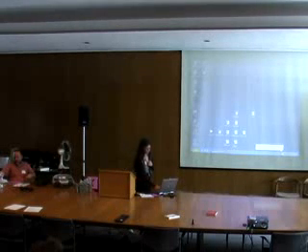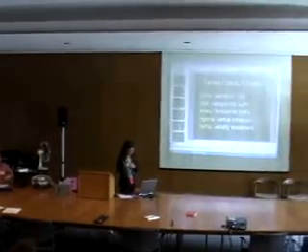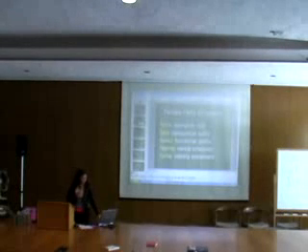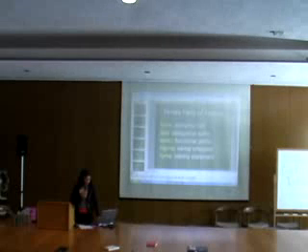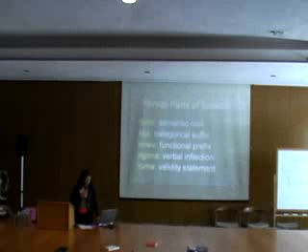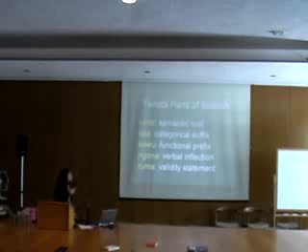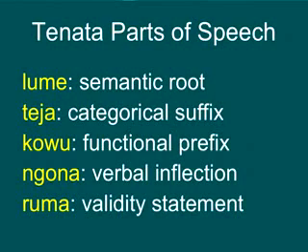Okay, so now I'm going to go into some specifics. Since I was doing some things differently, I decided that in my thesis I was going to describe the grammar in terms of the language itself, using Tenata words, rather than marking up a sentence saying this is the noun and this is the this and that. So these are the main parts of speech. Lume is semantic root, teia, categorical suffix, ko, the functional prefixes, ngona, verbal inflection, and ruma, the validity statement.